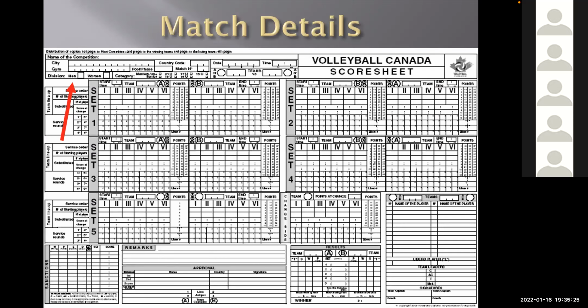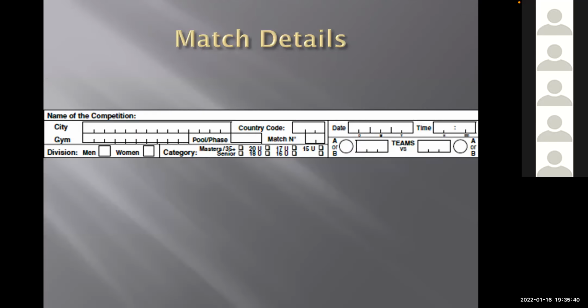So in a nutshell, this is what a score sheet looks like. Everything we just talked about is the stuff that goes into the top corner up here where the arrow is pointing. So you can see the name of the competition, city, all that information. And we'll go through it step by step. So this is the first thing that you're going to do. First thing you sit down, all this information is known, with the exception of the A or B towards the end.